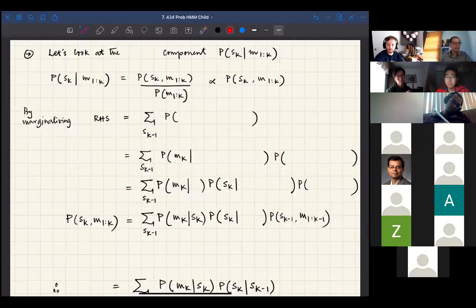Okay. Now let's look at the forward component, which is P of S_k given M_1 through k.